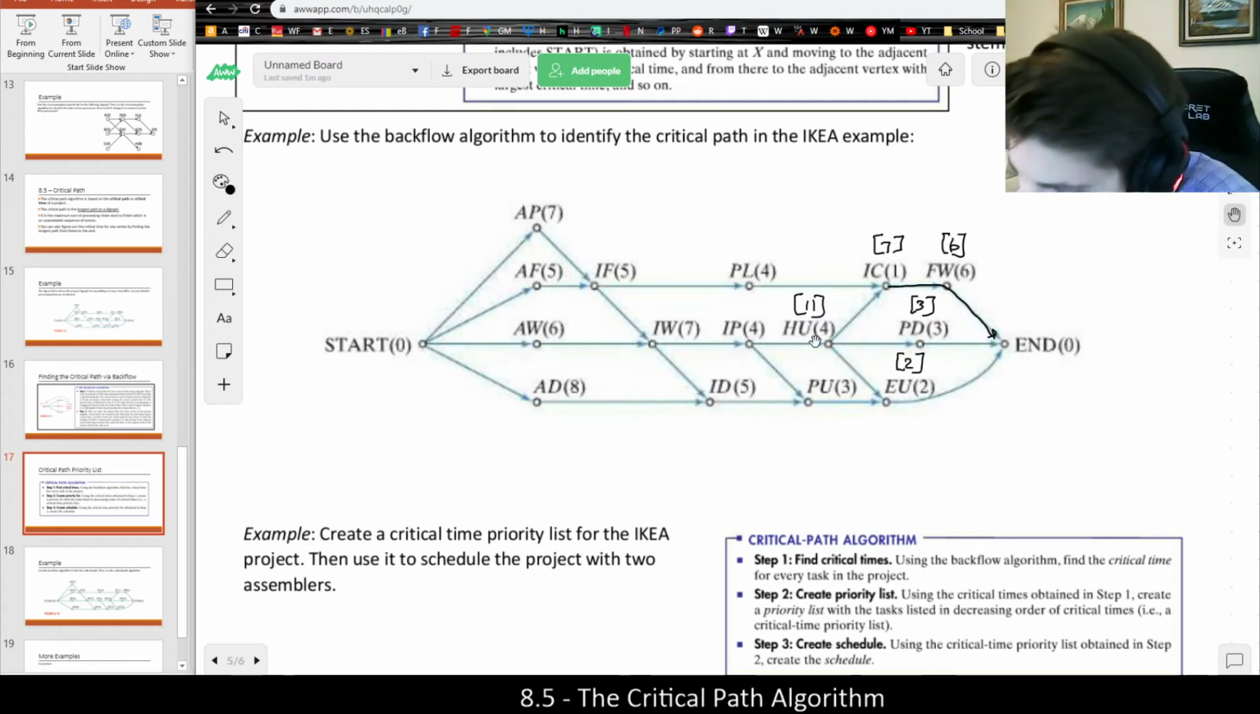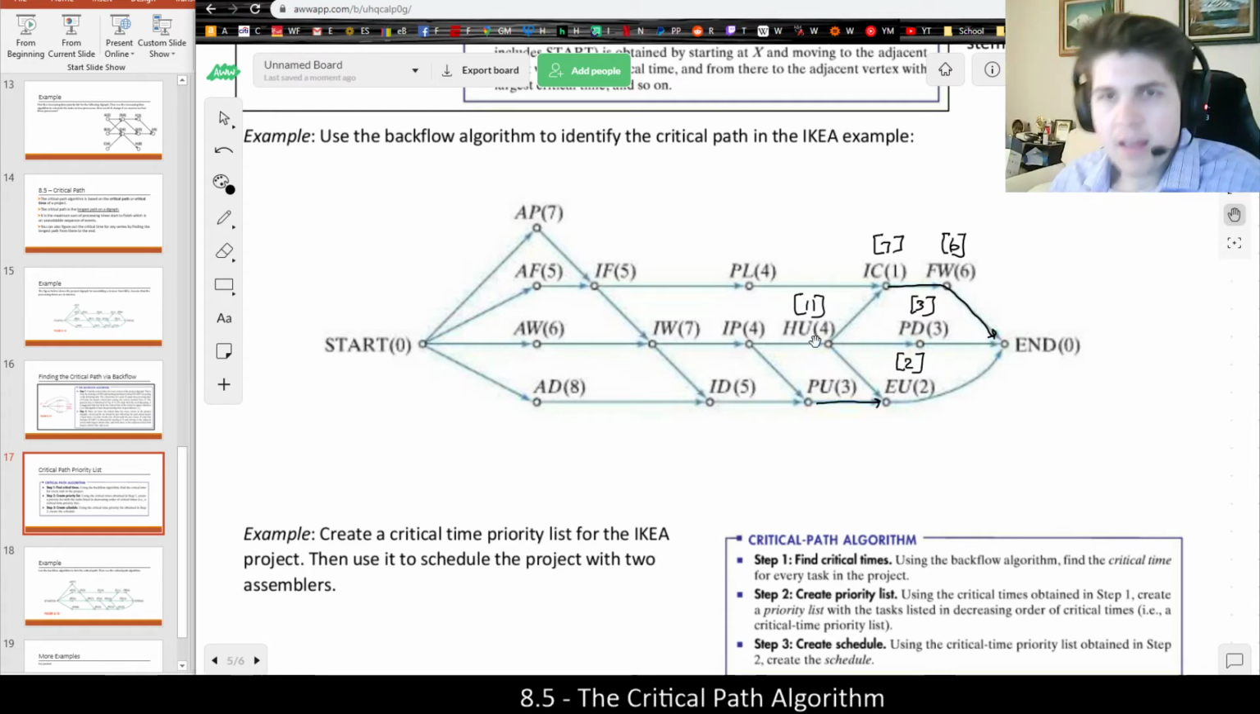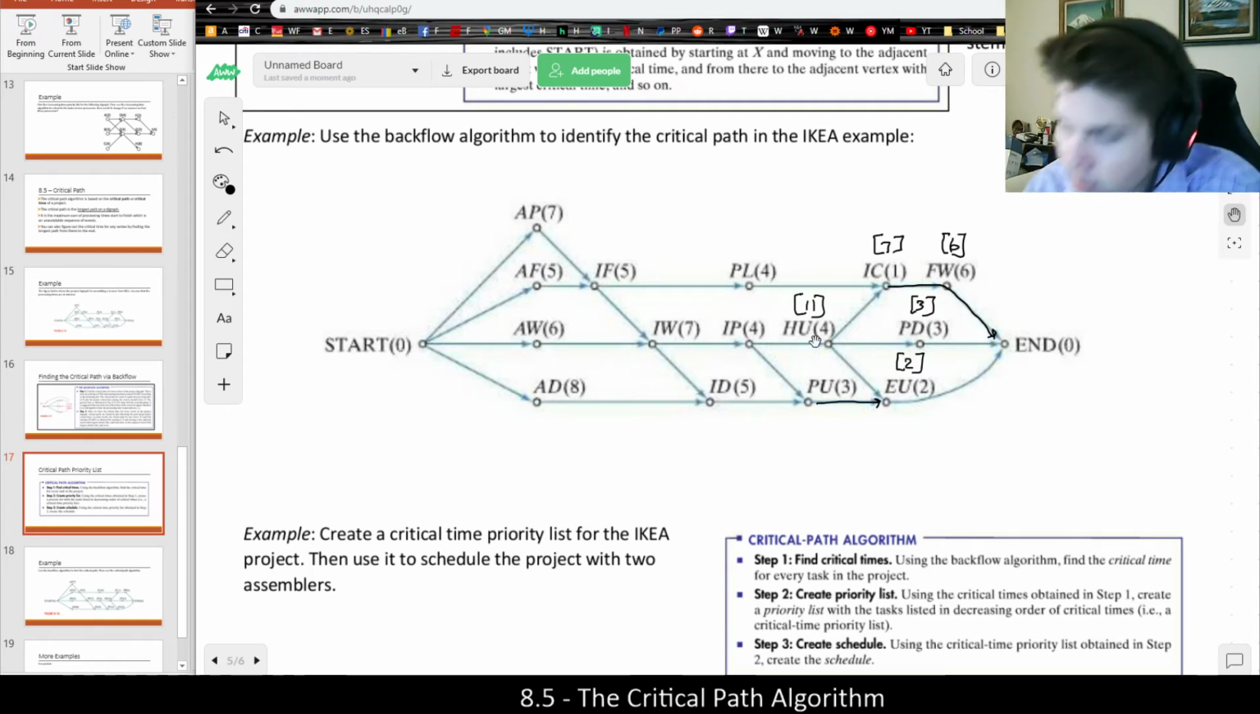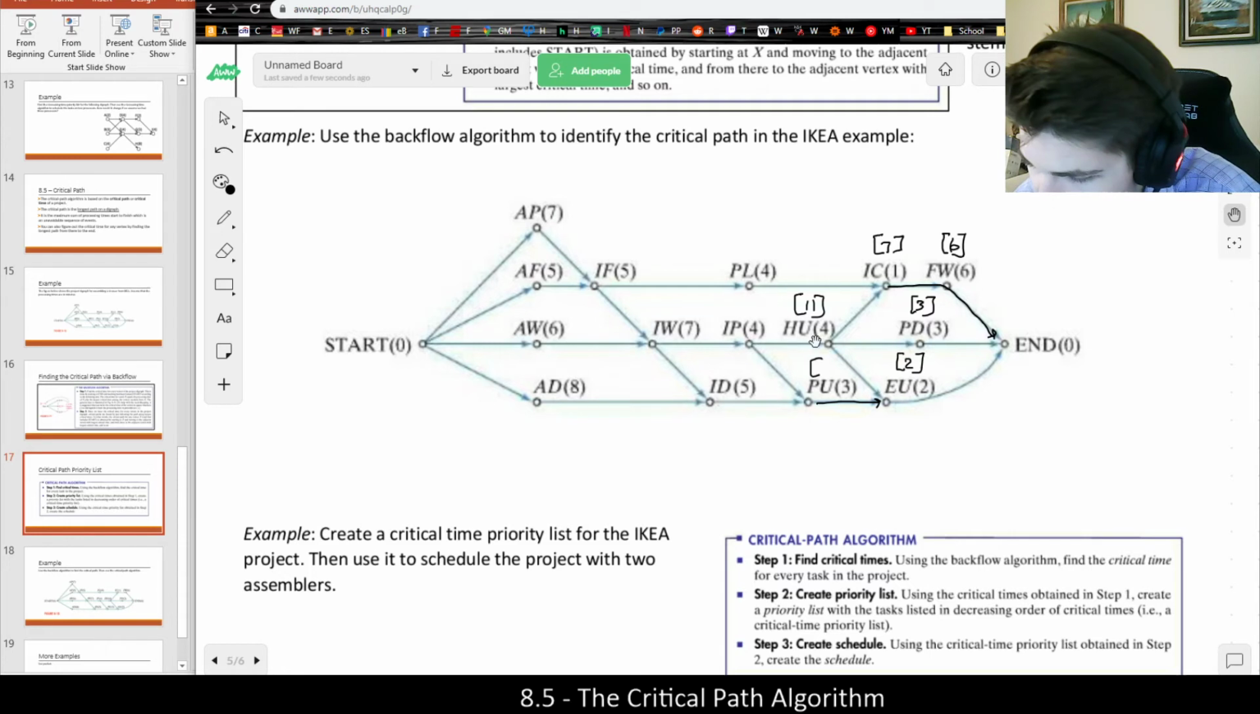But if I go from PU, it only has one target, so in some cases it's very easy because there's no choice. HU was a little more complicated because I had 3 choices, and I needed to pick the larger of them all. But with PU, I only have one choice, which is EU. EU's critical time is 2, so 2 plus 3 is 5. That would give me the critical time of PU.